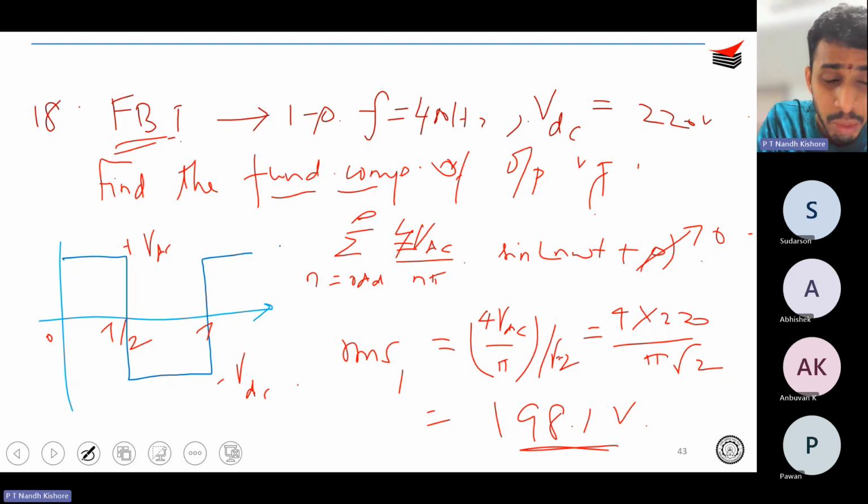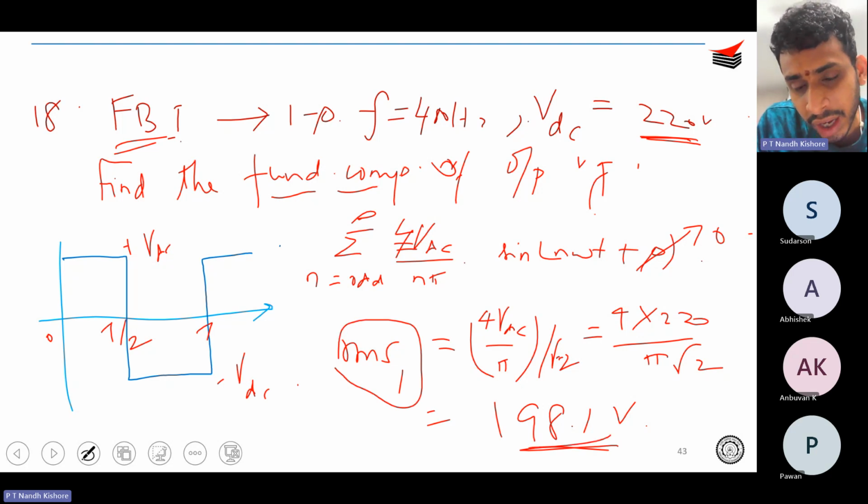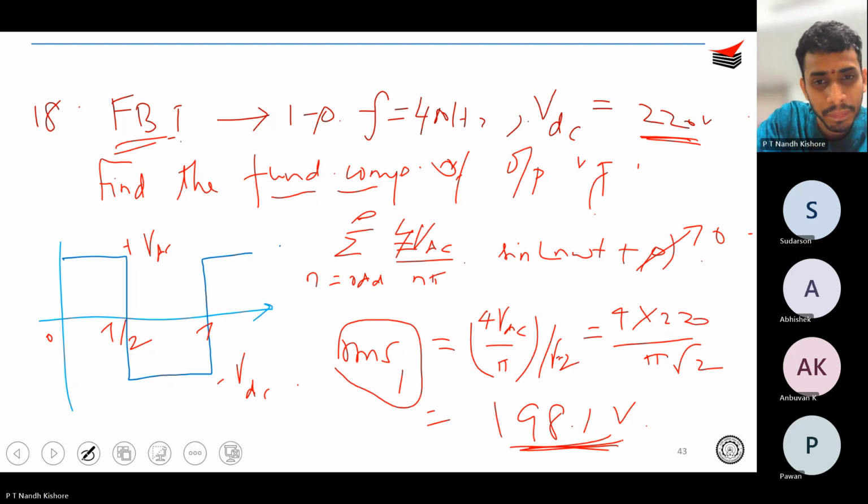So if you see the effective fundamental voltage after you neglect all the harmonics, you see over here, for example, for a VDC of 220 volts, the effective output voltage that you actually can use for your load is basically only around 198.1 volts. You're losing some 20 volts, right?